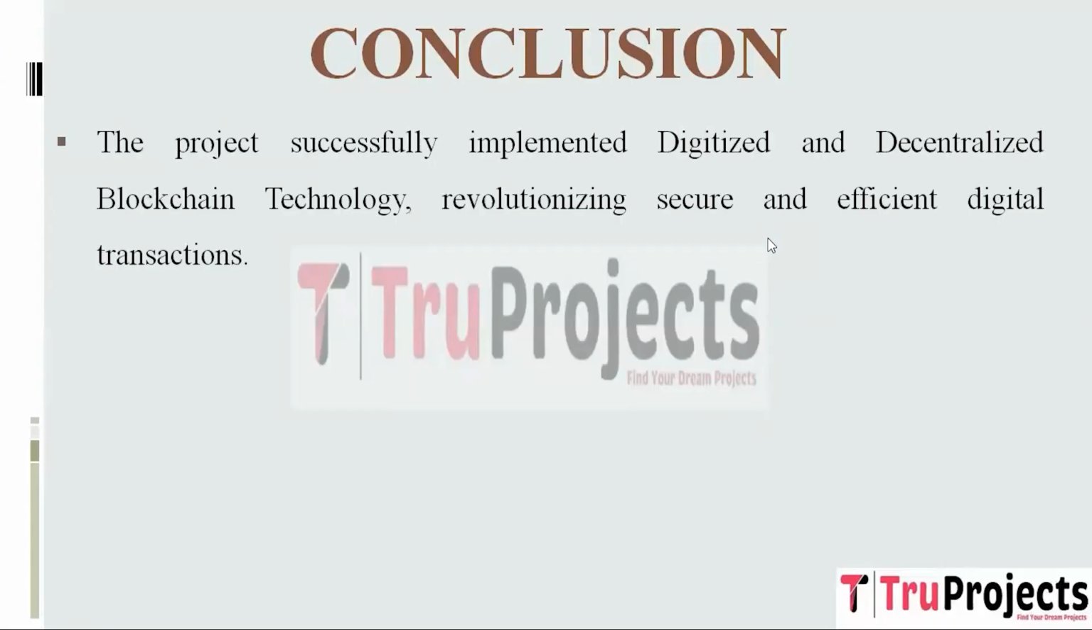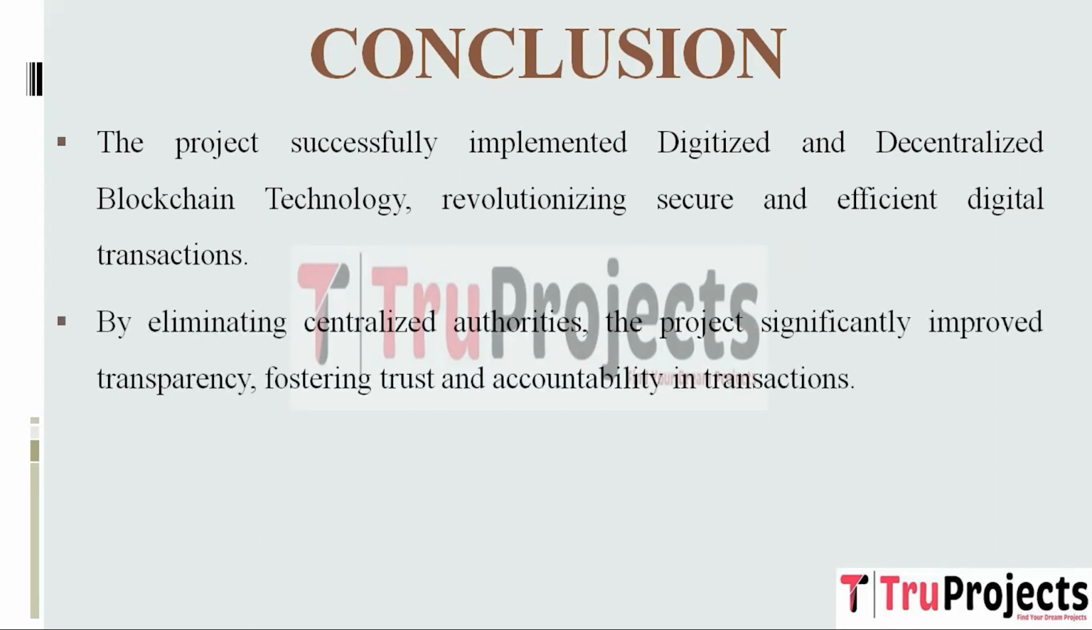Now the conclusion here is, in this project, the effective use of digitized and decentralized blockchain technology is a major milestone. It has completely changed how digital transactions work, making them secure and efficient while giving users more control. By removing centralized authorities from the equation, this project has ushered in a new era of transparency. Transactions are no longer governed by a single controlling entity, and this change significantly boosts trust and accountability. Participants can see and verify transactions on their own, reducing the need for blind reliance on intermediaries.